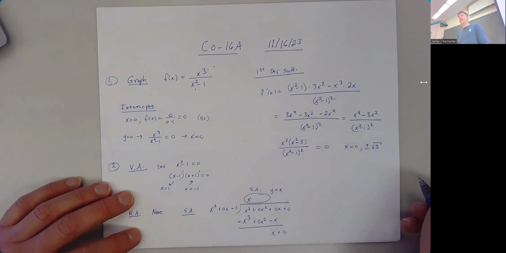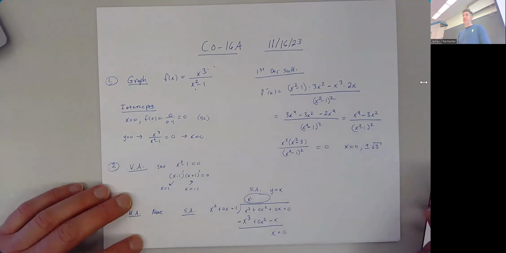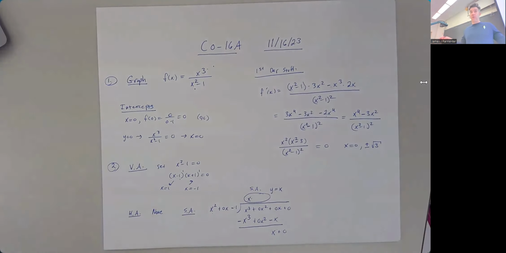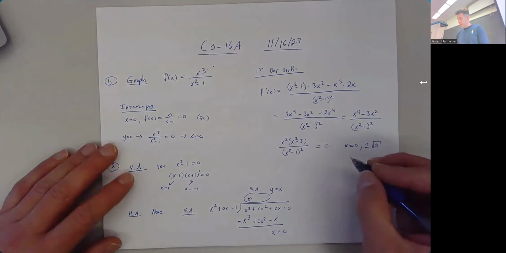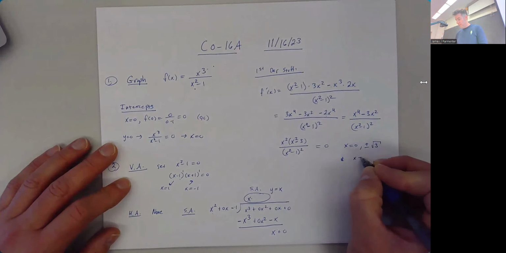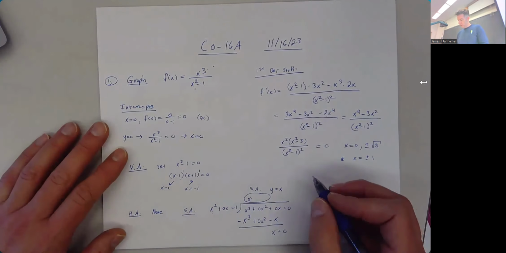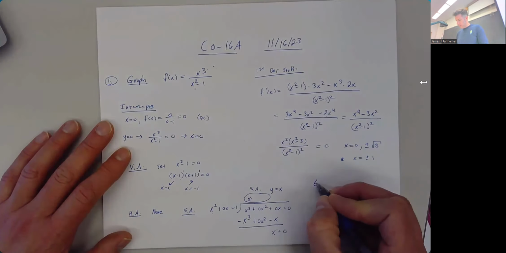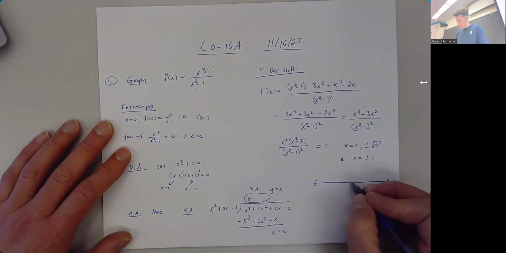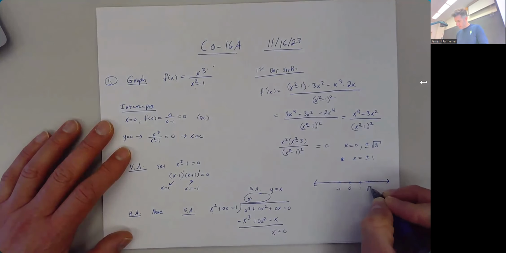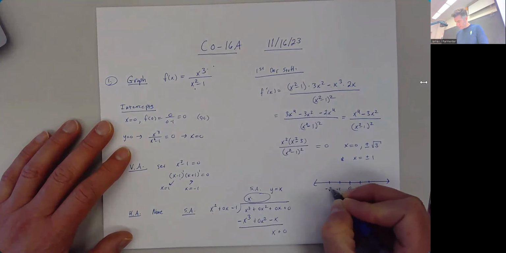And then technically, we also have plus or minus 1 as our pseudo-critical values, right? They're not actual critical values because they're where we have vertical asymptotes, but we need to include them when we do the number line for the first derivative. Okay, so let's draw a little number line here. I think we've got enough room here. 0, 1, -1, root 3, -root 3.